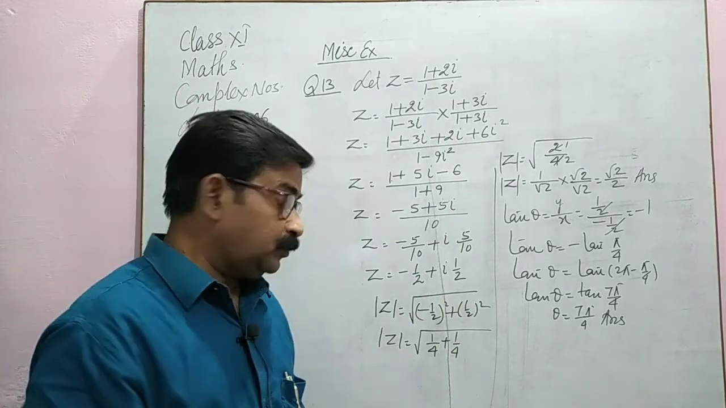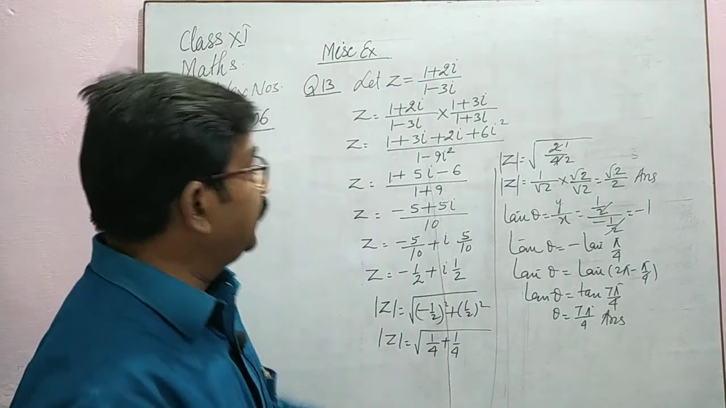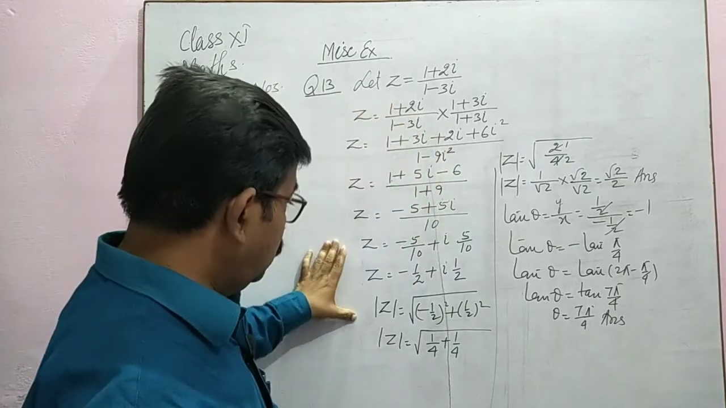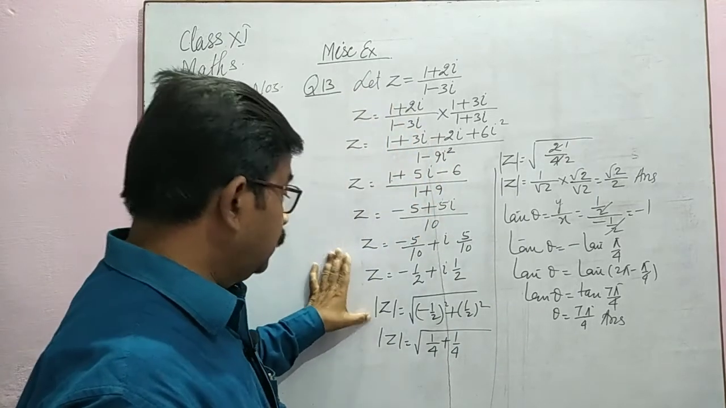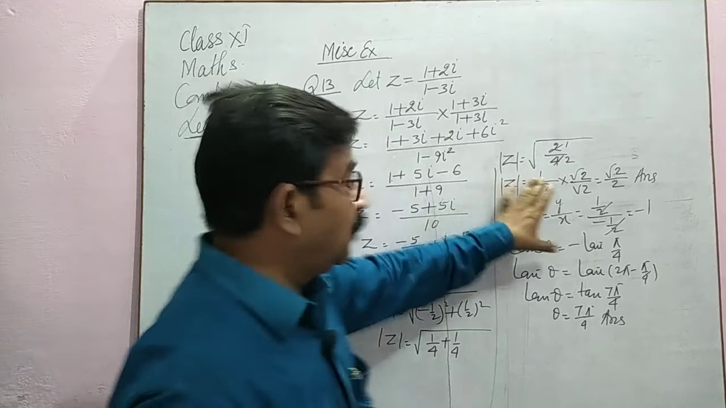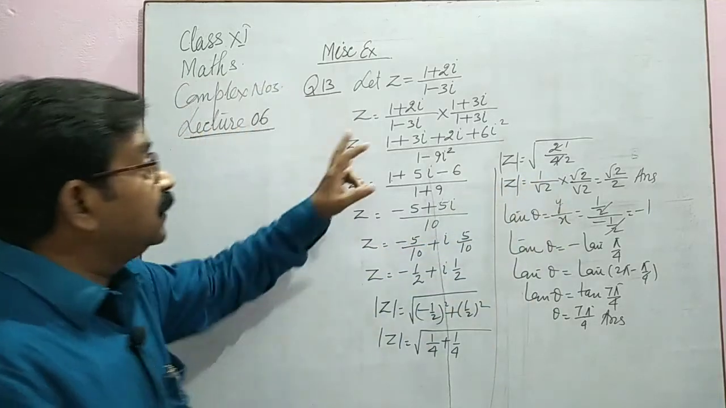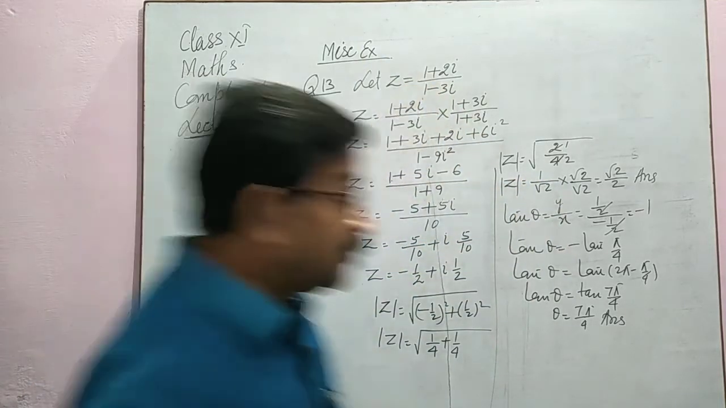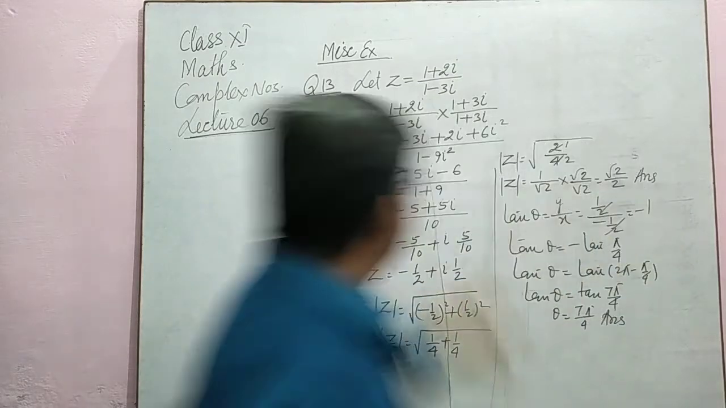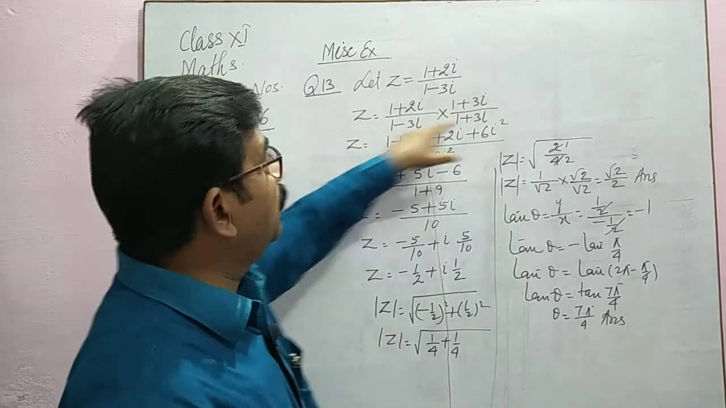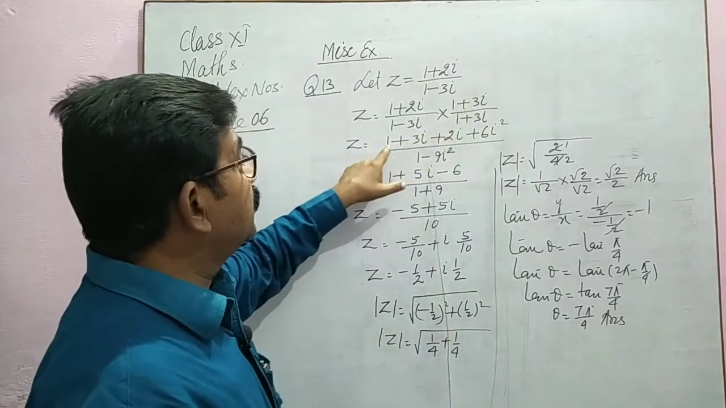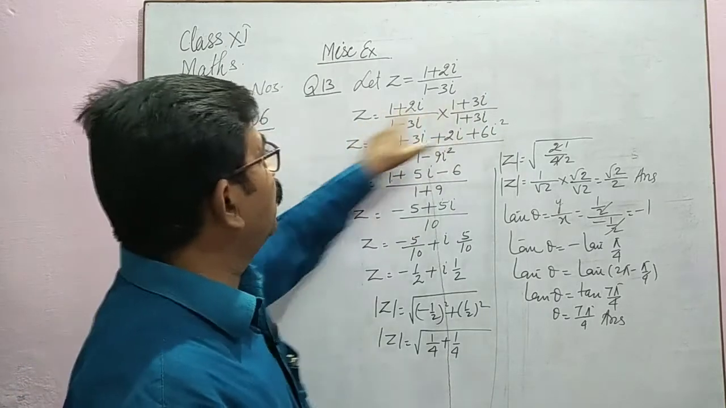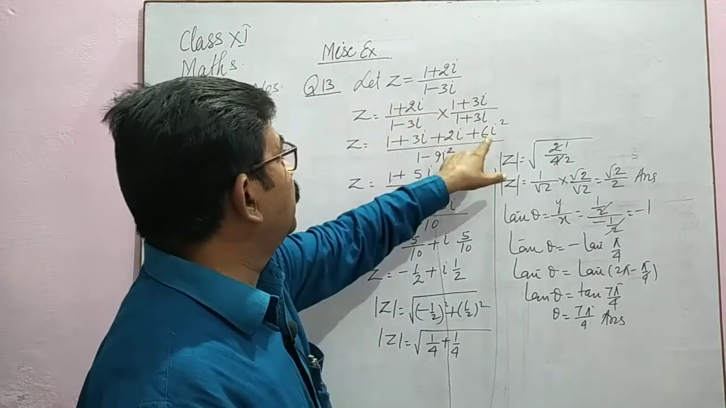Got it? So this is how we can convert this, and we have got its modulus and argument. Let's check this question. You can check it again. This is the question, 1 plus 2i upon 1 minus 3i, multiplying by its conjugate. This is 1 plus 3i, multiply this 1 into 1 plus 3i plus 2i plus 6i square.